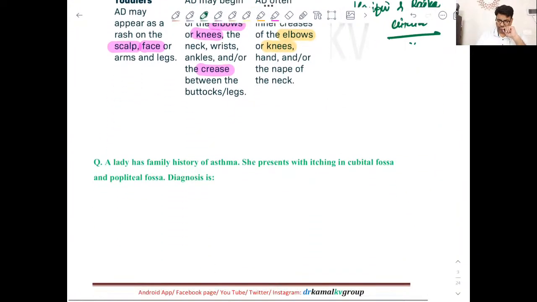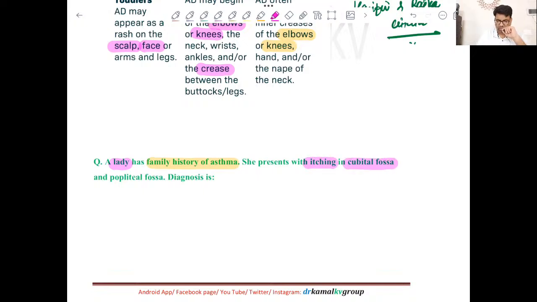Now I have kept one more question, and let me see if you have got the concept or not. There is a family history of asthma. Now the lady has started with itching in the cubital fossa and popliteal fossa.